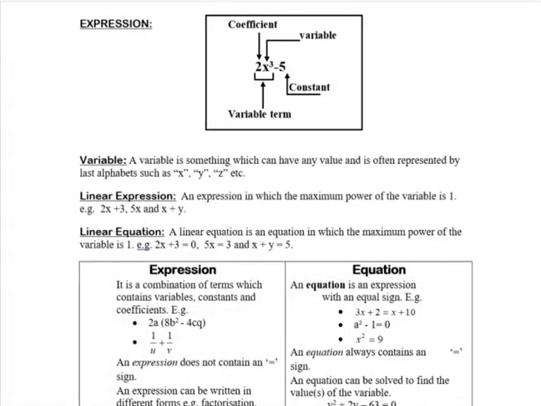Formula, identity, and expression. Now, an expression is a combination of terms which contain variables, constants, and coefficients. Now, a variable is any letter we can use from the alphabet, for example, x. Now, x can have any value. It could be 5, it could be 20, we don't know, it could be anything. If I write a number next to it, 2x, that is called a coefficient. And the coefficient tells us how many of these x's I have.